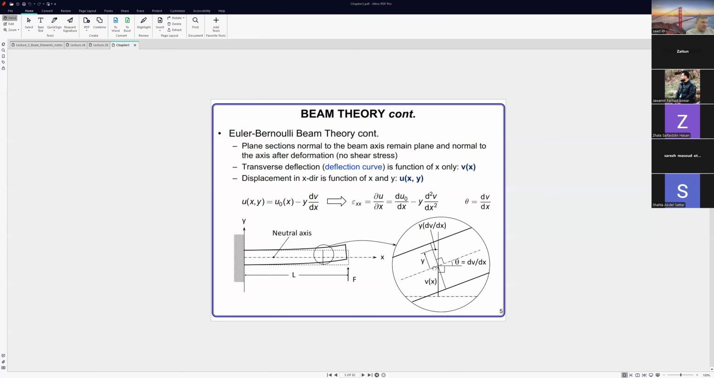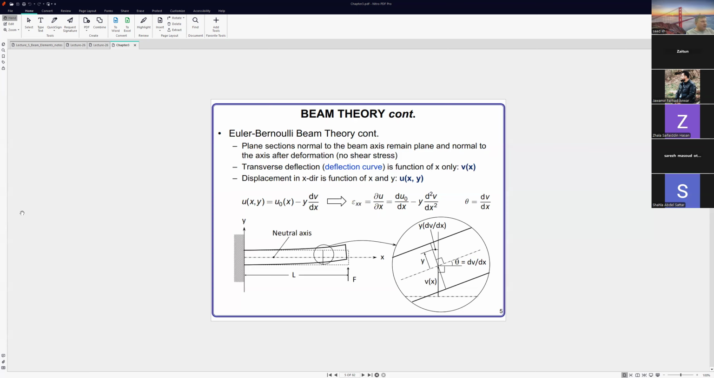And this is the distance from the centroid. If we take this point, from the horizontal line to this point, it is v of x, and this is the rotation. If we look at the rotation, it is 90 degrees. And this one is not making any deformation before and after loading. The transverse deflection curve is a function of x only.